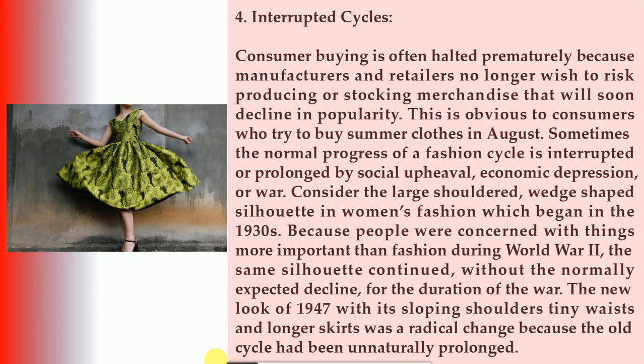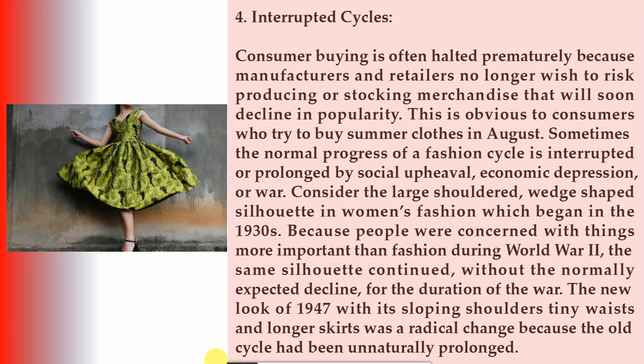4. Interrupted cycles. Consumer buying is often halted prematurely because manufacturers and retailers no longer wish to risk producing or stocking merchandise that will soon decline in popularity. This is obvious to consumers who try to buy summer clothes in August. Sometimes the normal progress of a fashion cycle is interrupted or prolonged by social upheaval, economic depression, or war.